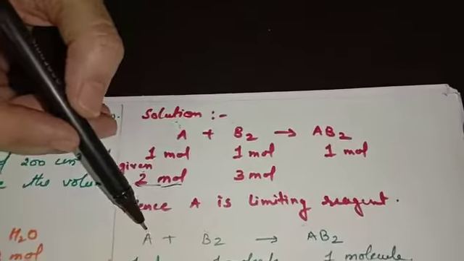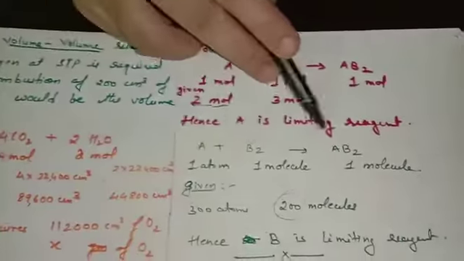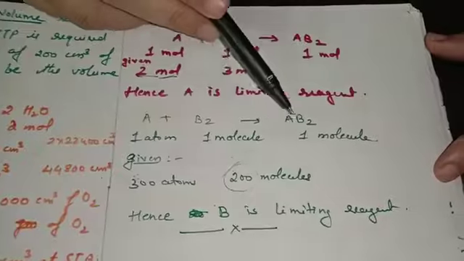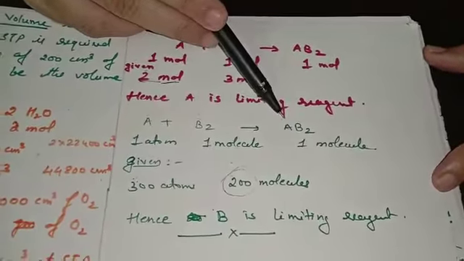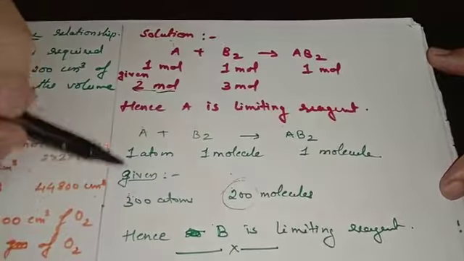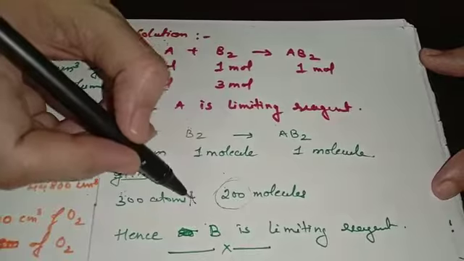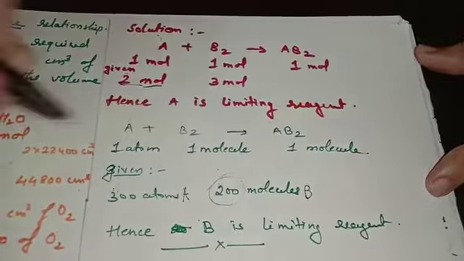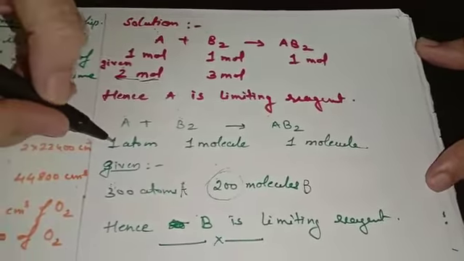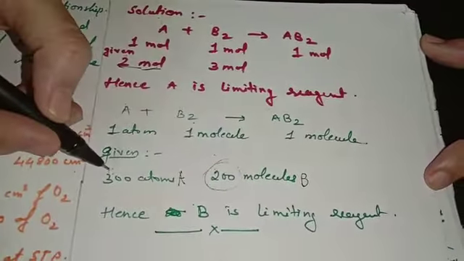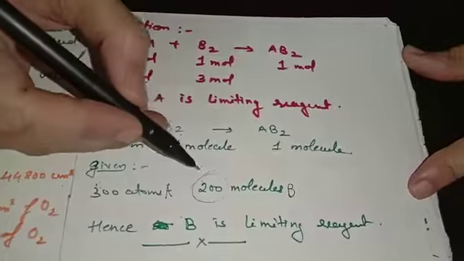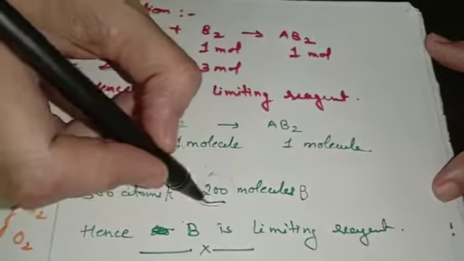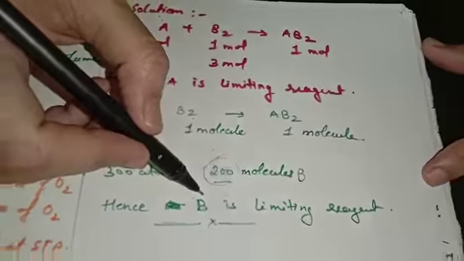In the second question, A plus B2 gives you AB2. So, one atom of A reacts with one molecule of B2 to form one molecule of AB2. Here it is given that 300 atoms of A react with 200 molecules of B2. Among these, which is the limiting reagent? For one atom of A, one molecule of B2 reacts. So, to react 300 atoms of A, how much B2 is required? 300 is required, but only 200 is given. Hence, B2 is the limiting reagent.